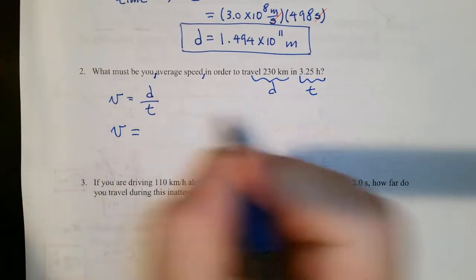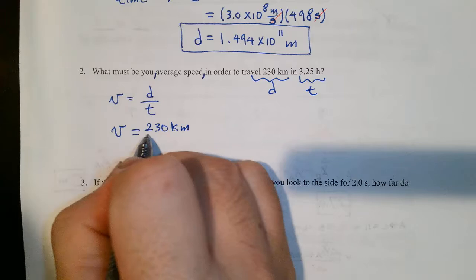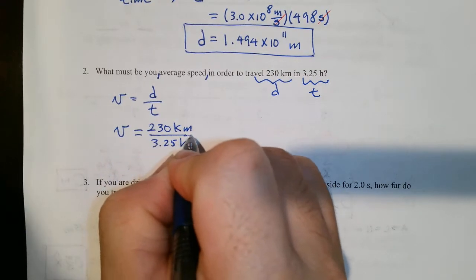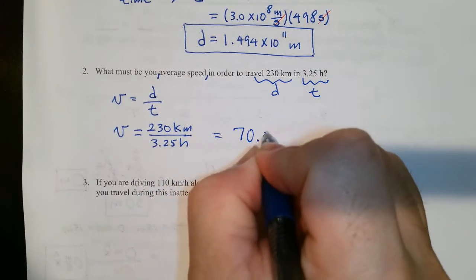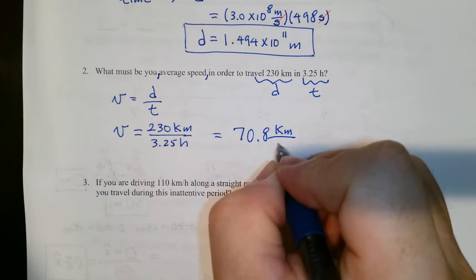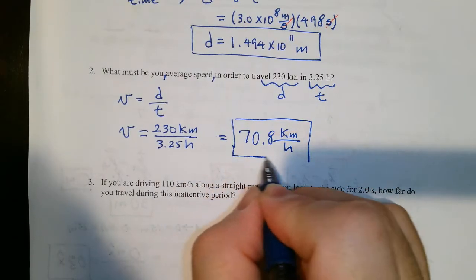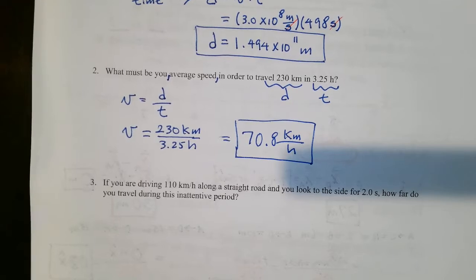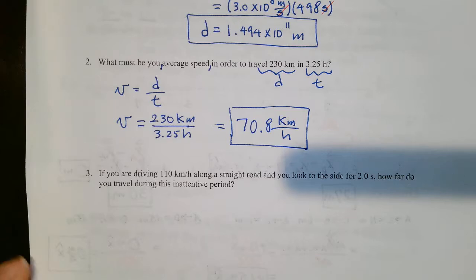So our average speed is equal to 230 kilometers divided by 3.25 hours, and our average speed comes out to 70.8 kilometers per hour. Yeah, the comma makes a lot of difference. All right, any questions on that? That was easy, except for interpreting the question. The grammar was messed up.